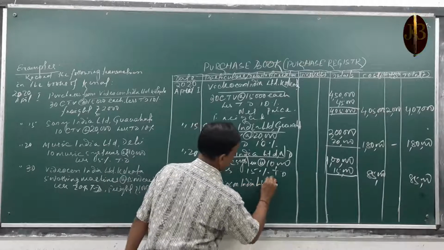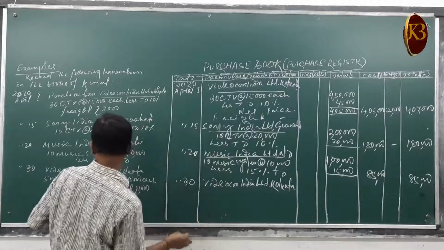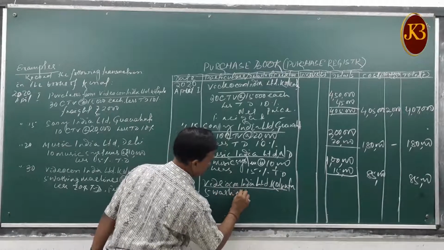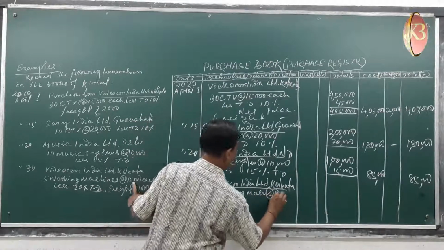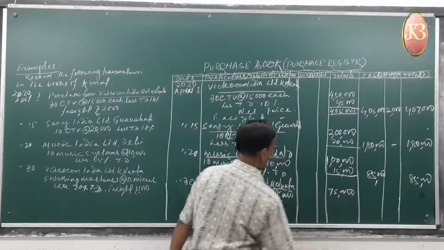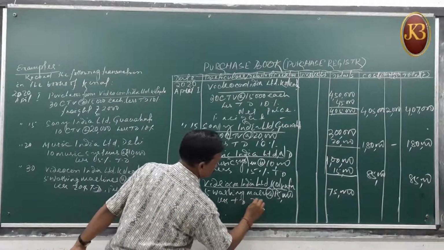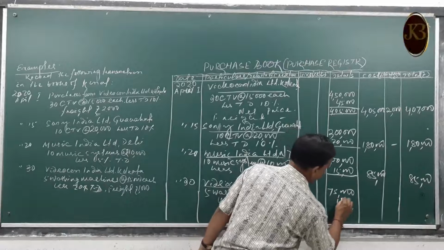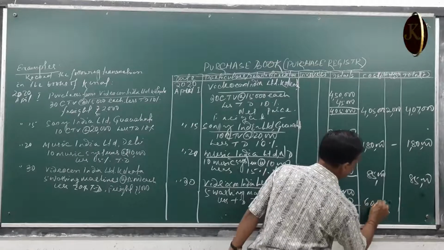India Limited, Kolkata. There are 5 washing machines. The rate is 15,000 each, so 75,000. Then less trade discount 20%. So this is 15,000. Net amount 60,000.